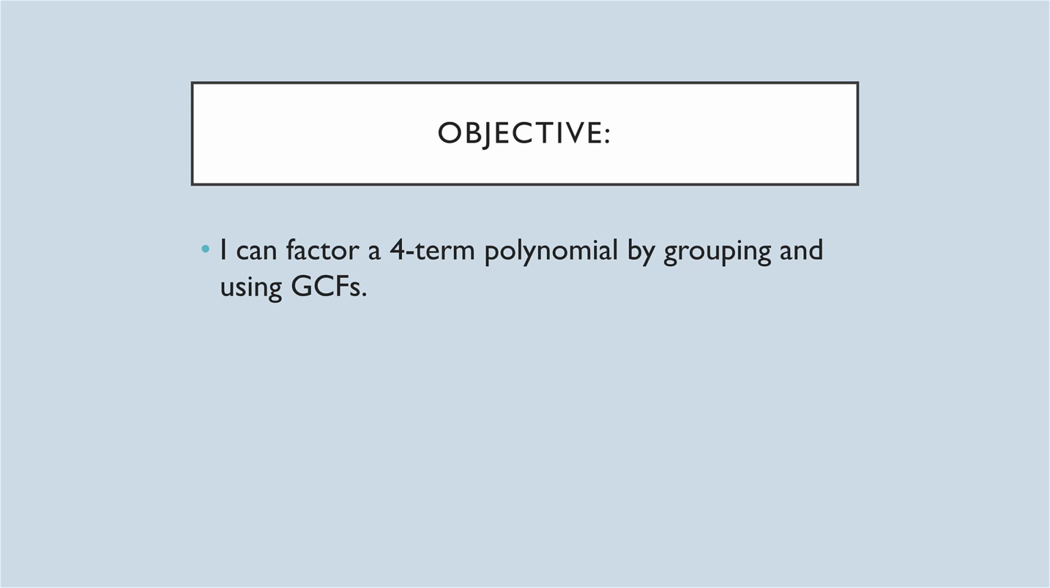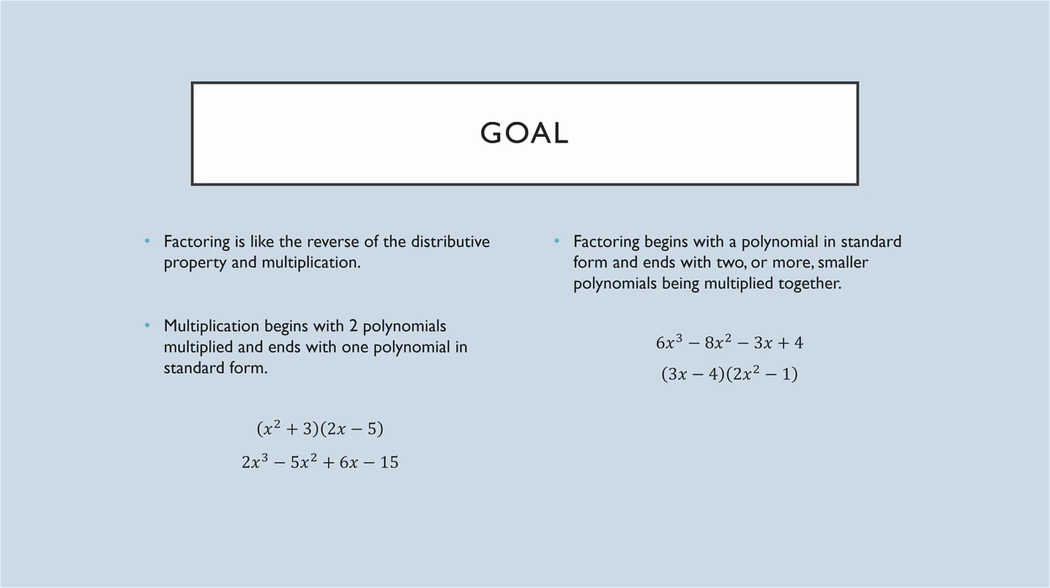The objective for today is, after this lesson, we should be able to factor a four-term polynomial by grouping, specifically by using GCFs, or the greatest common factor. What does that mean? So the goal, factoring is like the reverse of the distributive property or multiplication of polynomials.